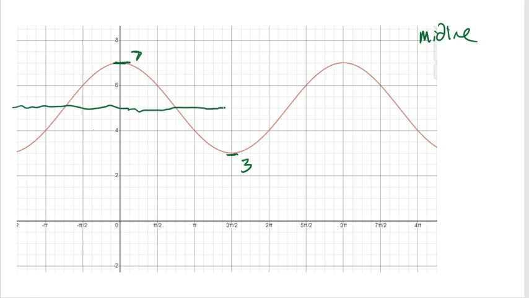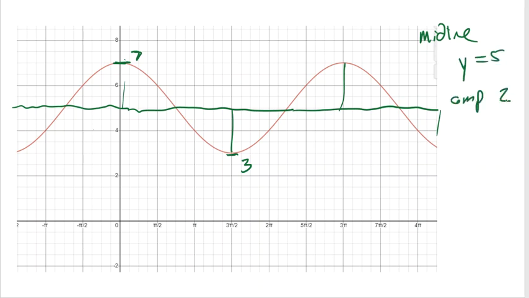And my y-axis was labeled every 2 units. So in between 4 and 6 is 5. And then once you draw the midline in, you realize, yeah, amplitude up 2, down 2, up 2, down 2. So we see the midline is at y equals 5. And now we clearly see that the amplitude is 2.